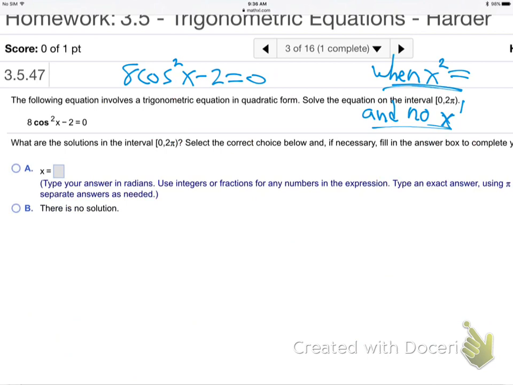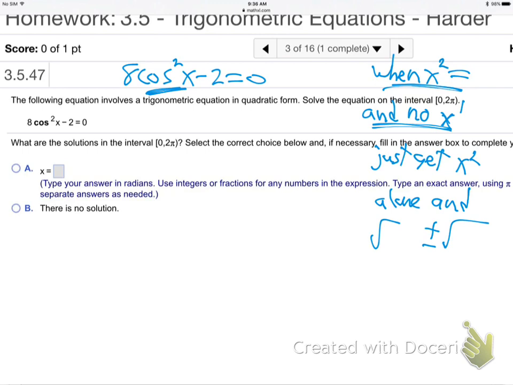But if you just have x squared and no x, like this one, we just have cosine squared and no regular cosine anywhere, there's an easier way to go. Just get x squared alone and root plus or minus root. Remember that? You don't have to work so hard with factoring and zero and all that stuff. If you just have cosine squared, not regular cosine, or just sine squared, you don't have regular sine, just get it alone. So this is easier. So just move this over there. 8 cosine squared is 2, positive 2, right? When that negative 2 jumps over.